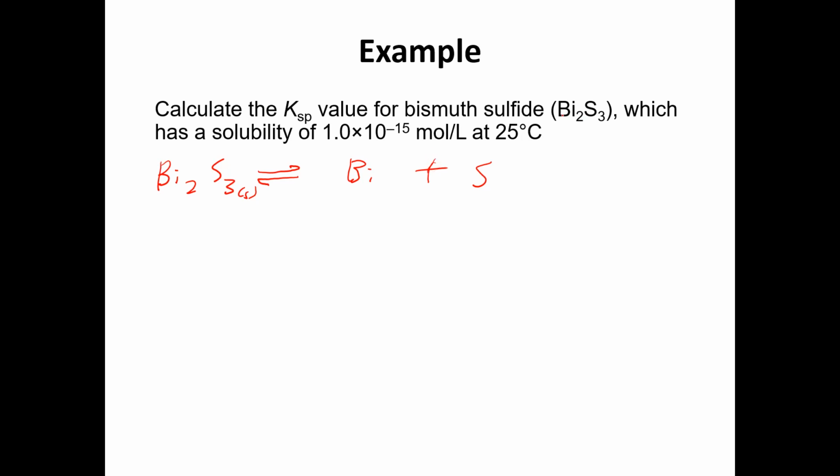So bismuth is one of our post-transition metals. It's next to lead. So we need to determine the charge on bismuth. Sulfur has a 2 negative charge on it, and there are 3 of them, which is a total of 6 negative, which means that since there are 2 bismuths, each one has to have a 3 positive charge. So we have 2 bismuths with a 3 positive charge and 3 sulfurs with a 2 negative charge on them. And these would be aqueous.